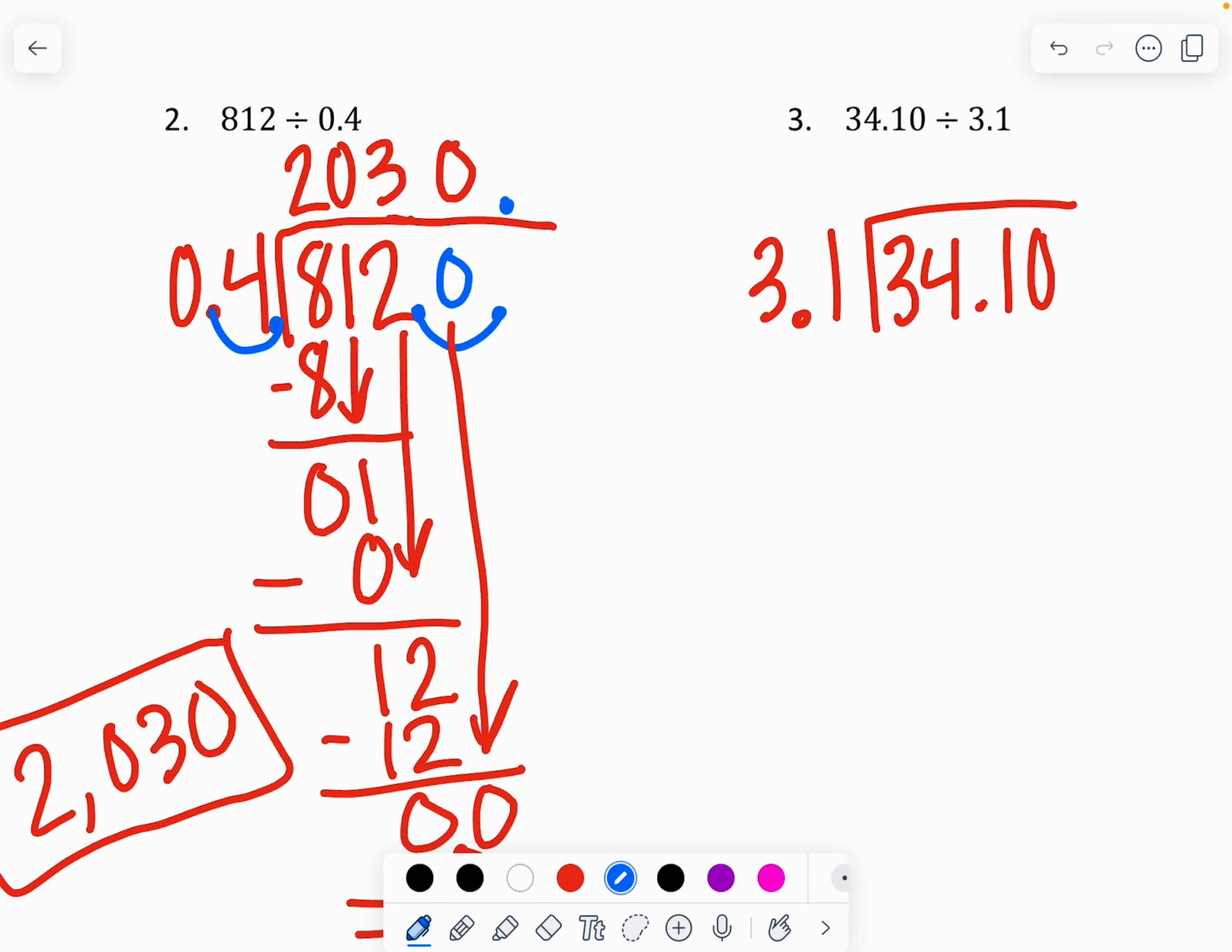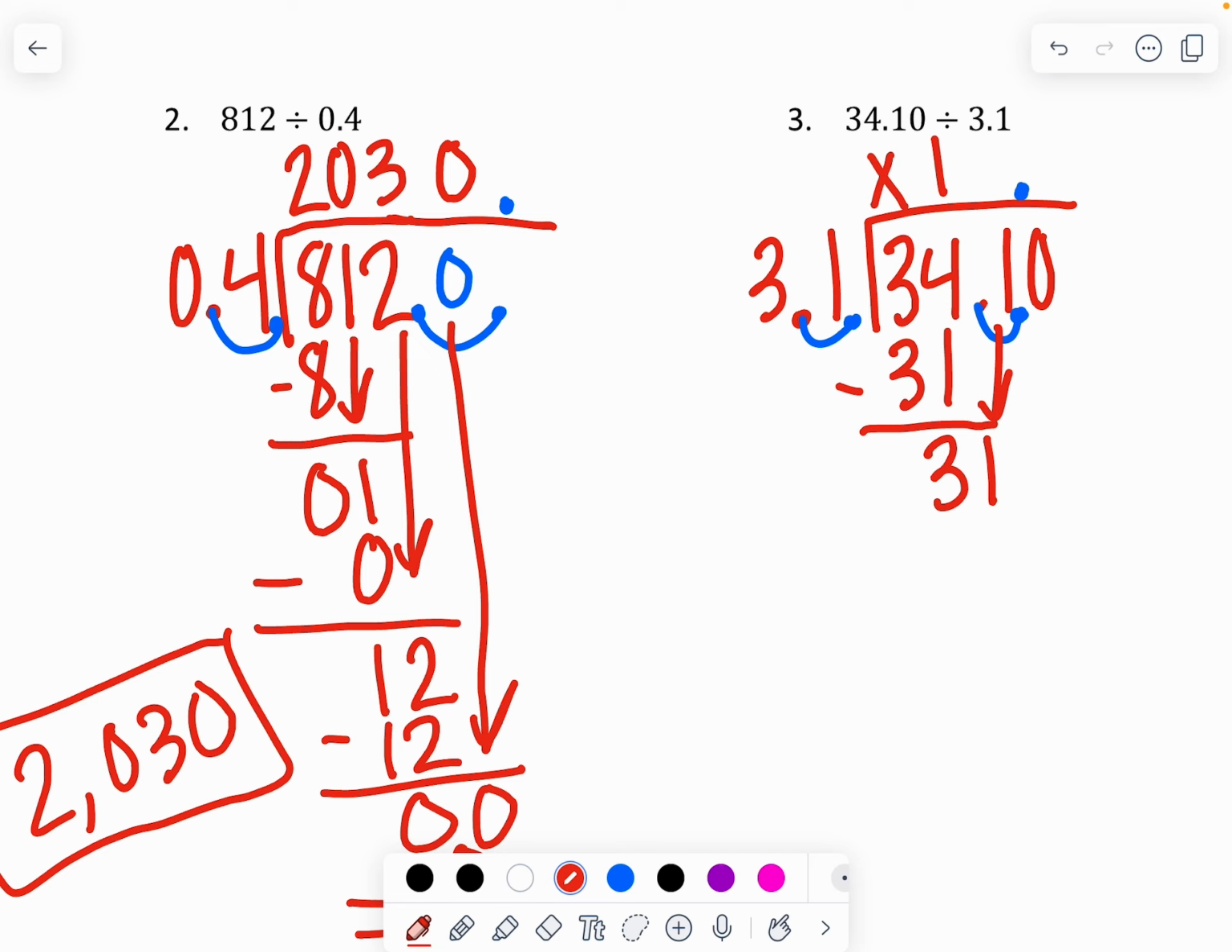Okay. So I need to move my decimal point once to the right on both of them, and then move my decimal point straight up. Watch your place values. That's the biggest mistake I see students make. So 31 cannot go into 3, so I put my X. 31 can go into 34 one time. 1 times 31 is 31, so I subtract. 34 minus 31 is 3. Bring down the 1.